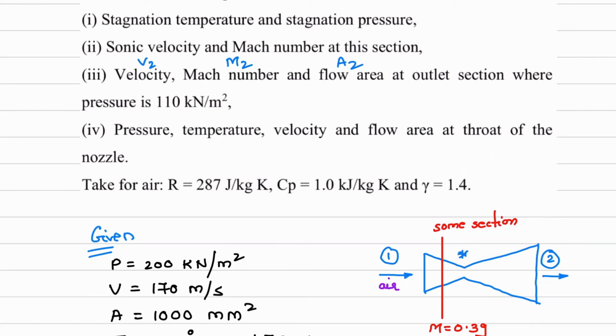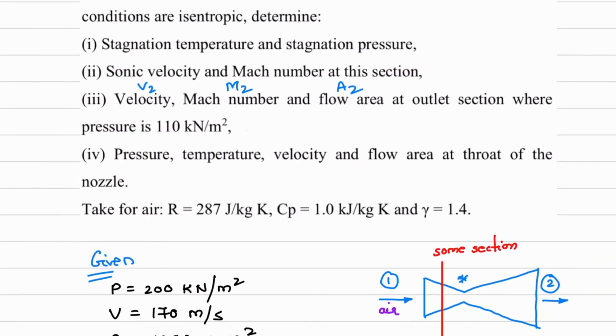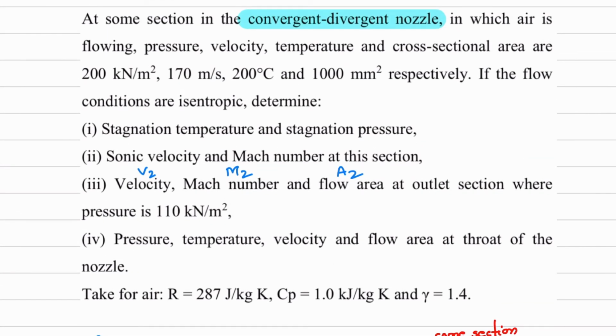If it is not given here, if it is given as a converging diverging duct, in that case you cannot consider your star properties. You actually need to find Mach number at throat in that case. But here we can say that Mach number at throat will be 1, since it is already given in the question that it is a nozzle.